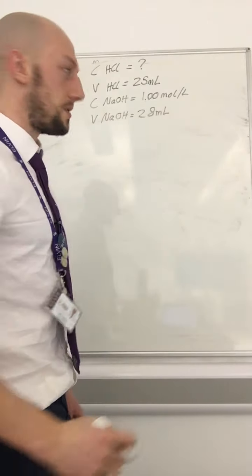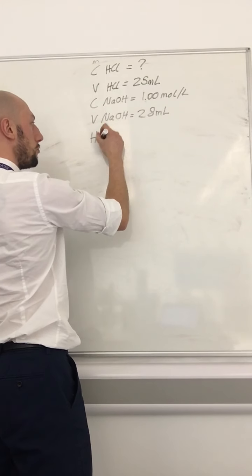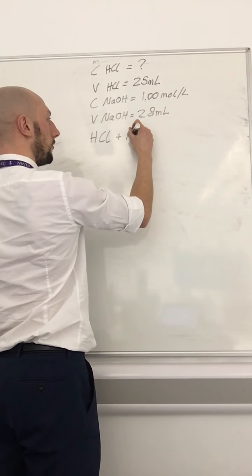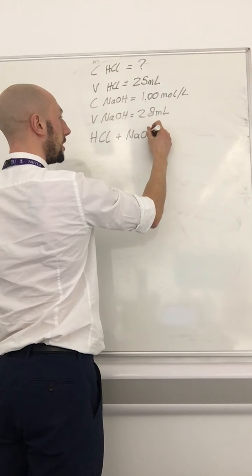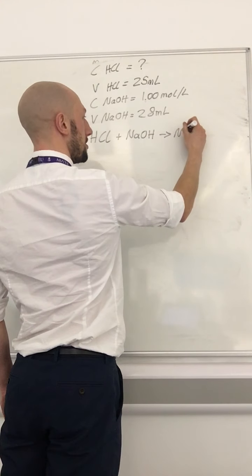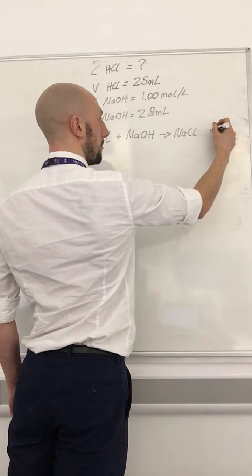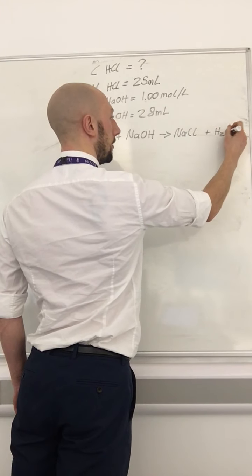First step, write the symbol equation. This is a neutralisation, so we're producing a salt and water. Acid plus alkali produces a salt and water. In this case, it's sodium chloride. Step 1 done.